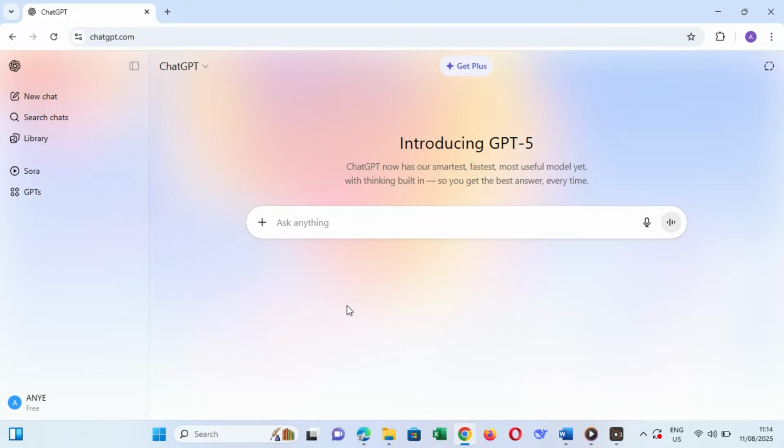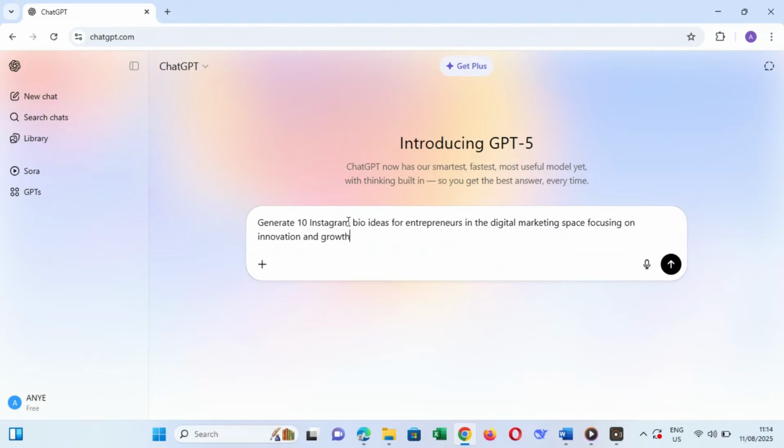This is where ChatGPT comes in, because ChatGPT simplifies the process by generating unique and catchy bio ideas tailored for your business and personality. Start by opening ChatGPT and logging into your account. In the chat box, type a prompt like "Generate 10 Instagram bio ideas for entrepreneurs in the digital marketing space, focusing on innovation and growth." Be specific about your niche and key values.